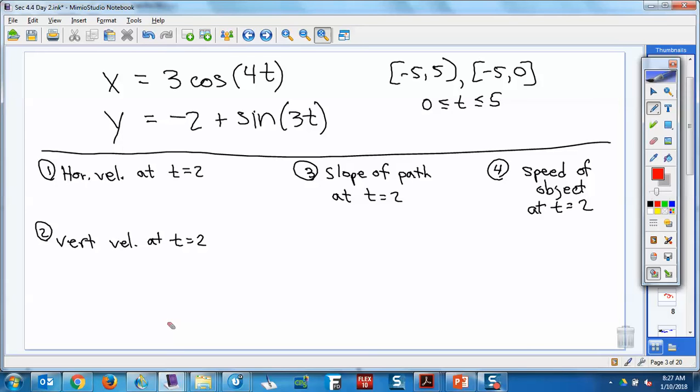Here I've given you a parametric equation. I've given you some window settings. You don't have to graph it. I'm not asking for a graph in this case. Now, we're going to want to be able to graph them, right?